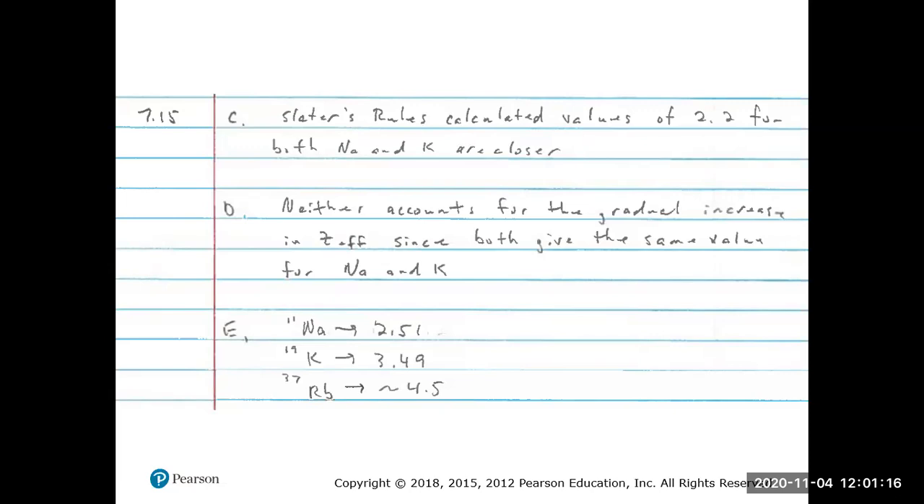Okay, and finally in E, predict the Z effective for the outermost electrons in rubidium based on the calculations for sodium and potassium. If we simply look at those, we see that going from sodium to potassium was about an increase of 1. We went from roughly 2.5 to 3.5. So it would be a reasonable guess that rubidium would go to 4.5.